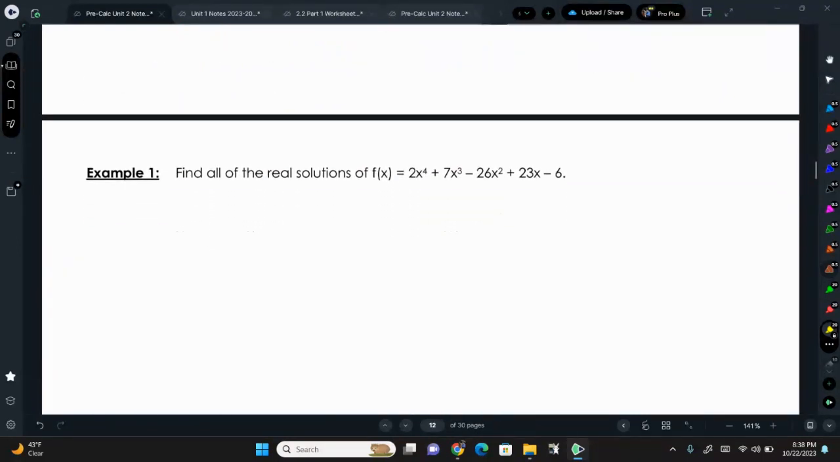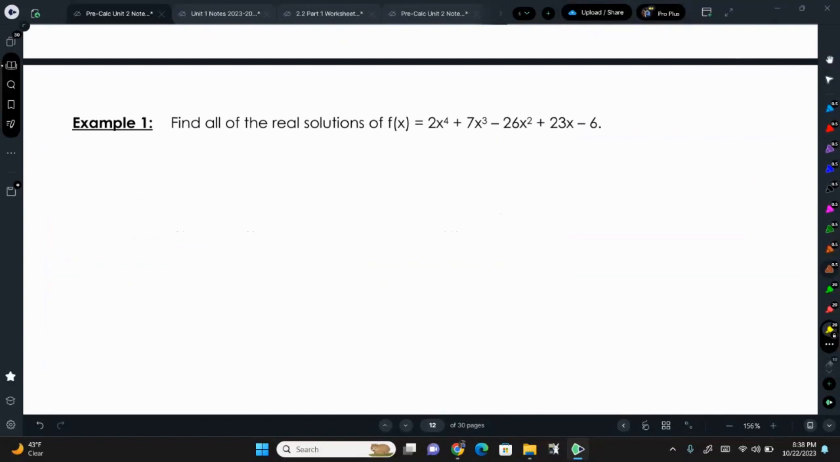So let's go to the next page. It says find all the real solutions for f of x equals 2x to the fourth plus 7x to the third minus 26x squared plus 23x minus 6. So first we're going to check factoring. We can't factor it, so we're going to list our possible zeros. So our possible zeros are plus or minus the factors of 6, which are 1, 2, 3, 6, over the factors of 2, 1 and 2. And it's plus or minus.